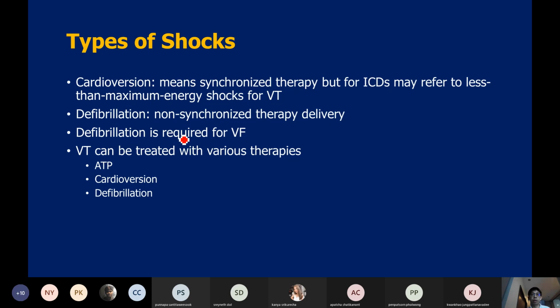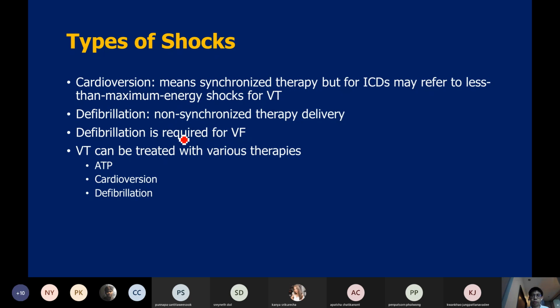The second term is defibrillation. It is non-synchronized therapy. It means that we don't need to synchronize it with the QRS complex of the patient. We can deliver the therapy anytime we want. Defibrillation is required for VF. VT can be treated with pacing therapy, with ATP, with cardioversion in some types of VT, and also with defibrillation.